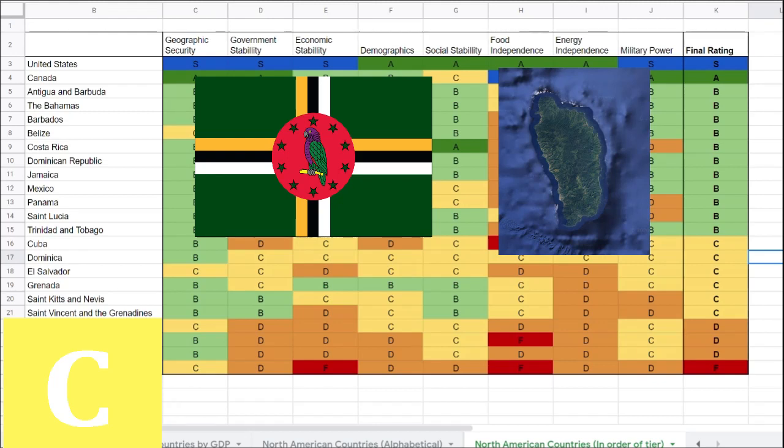Social stability is C. It's a former sugar colony. Most of its population is descended from former slaves. It's pretty standard stuff for a Caribbean island country. But it also had recent political instability, so that's why it's C tier instead of B tier. Food independence is C, standard stuff. Energy independence is C, standard stuff. I think they get some of their power from renewables, which is good. Military power is C, and that is a wrap. That is another C tier nation, Dominica.